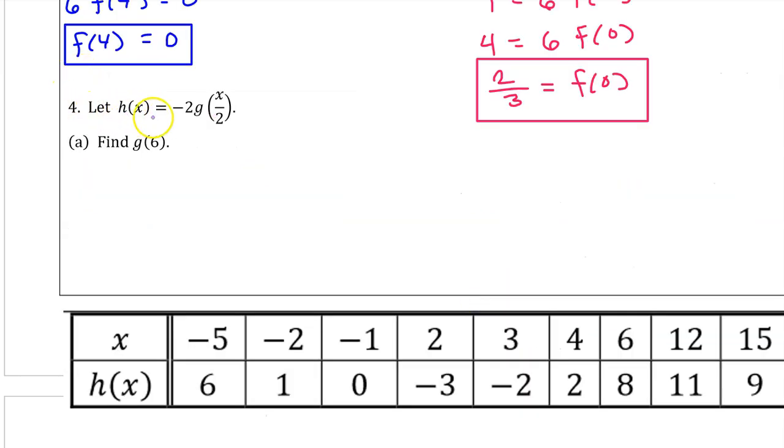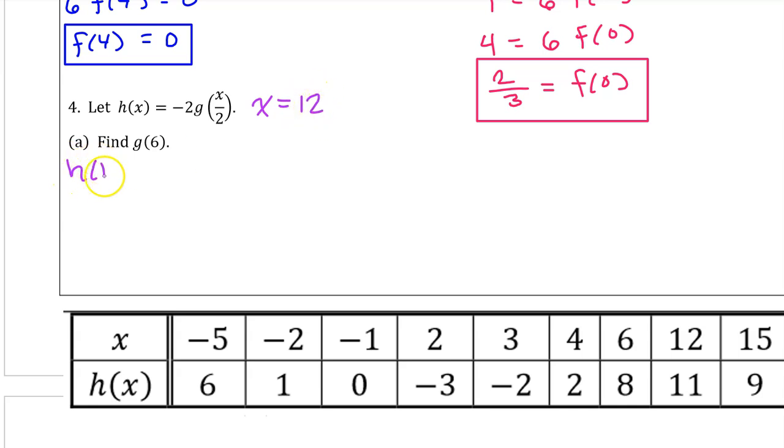Number 4, let h of x equal negative 2 times g at x over 2. Part A, find g at 6. So we need to pick a value of x that will cause 6 to appear. Obviously that means x needs to be 12.